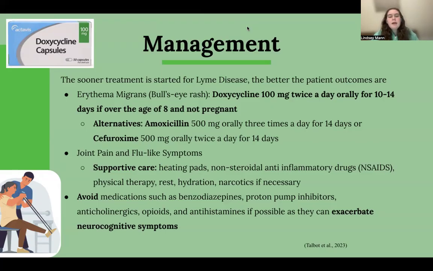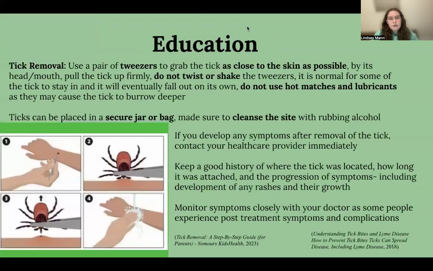For those who have joint pain and flu-like symptoms, just supportive care is recommended. Heating pads, NSAIDs, physical therapy, rest, hydration, narcotics if necessary. And it's important to avoid medications if you can, such as benzos, proton pump inhibitors, anticholinergics, opioids, and antihistamines, because they've all been proven to exacerbate some of the neurocognitive symptoms.